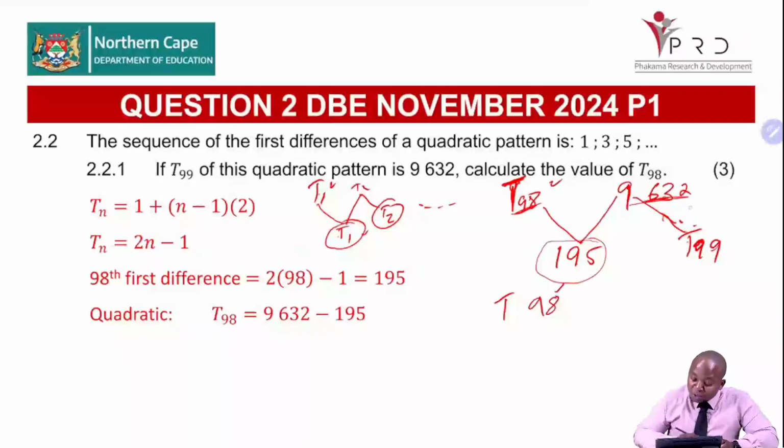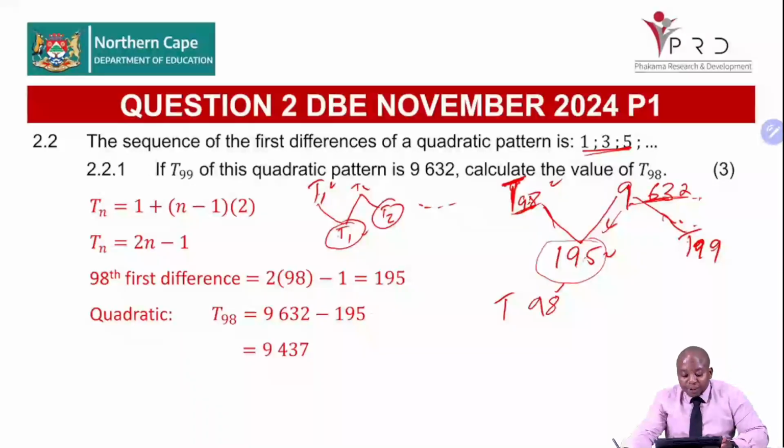Now, to find the T98, because I found my T98 from the arithmetic, which is 1, 3, and 5, then I can reverse the process and I get my T98. So from the quadratic, I'm going to say T98 equals 9,632 subtracting 195, and I'm going to get how much? My T98 is going to be 9,437.